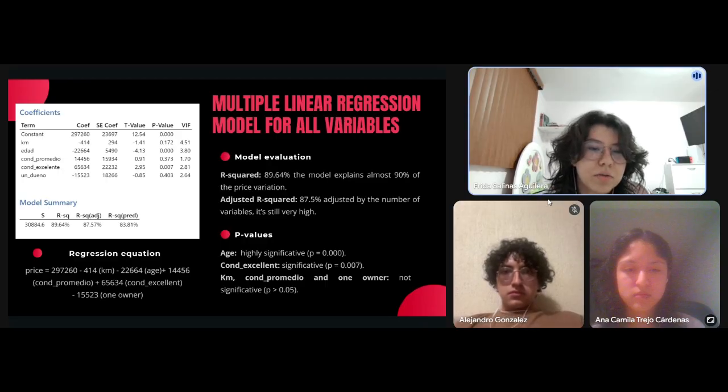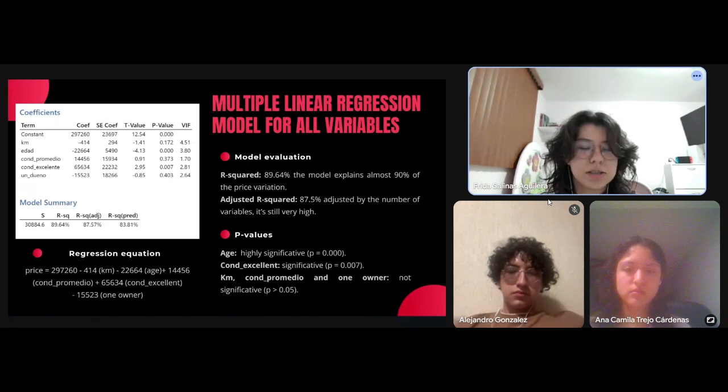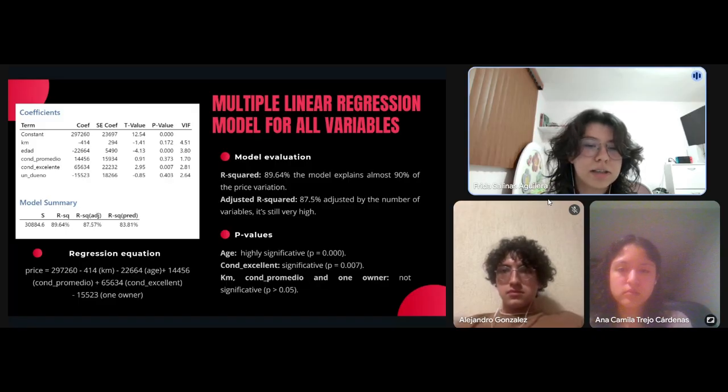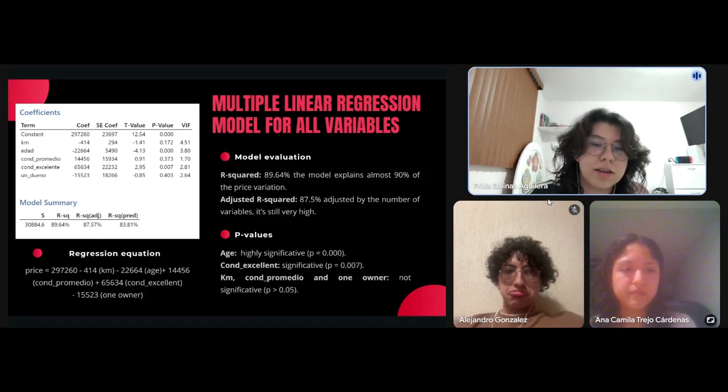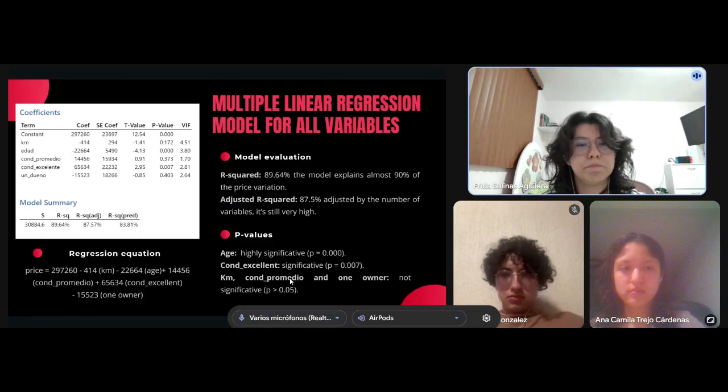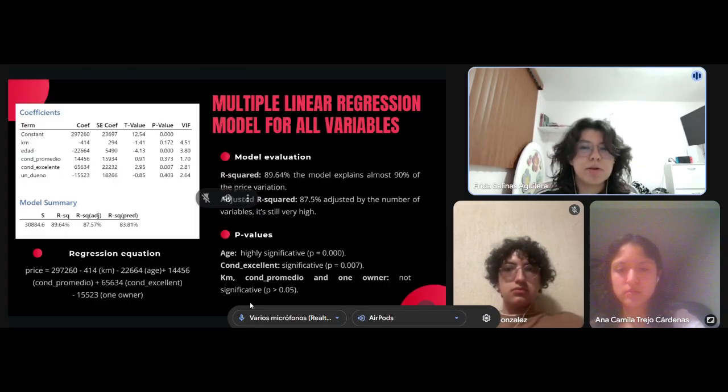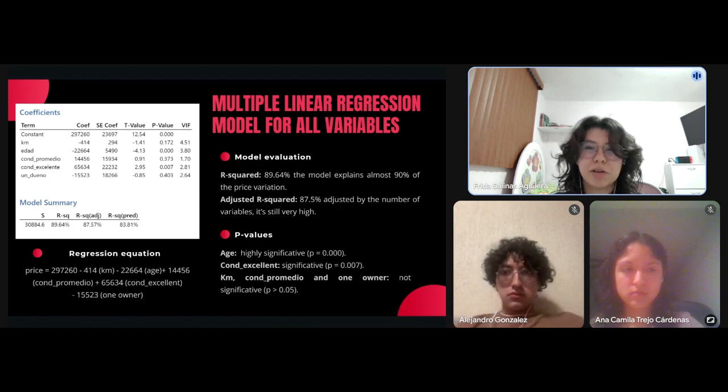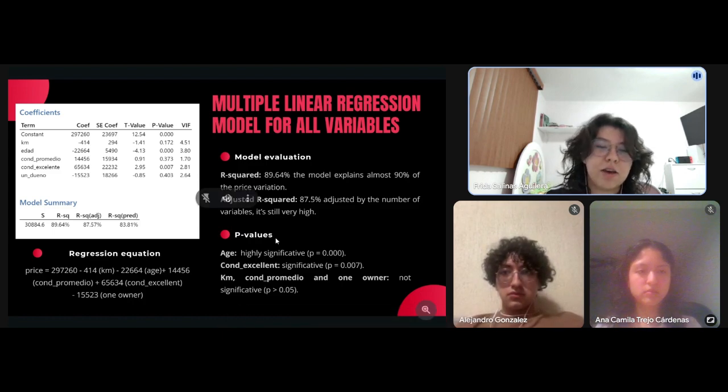From the p-values, we obtained that the age is a highly significant variable. The condition excellent is also significant, and the mileage, the condition average, and the one owner variable are not significant because their p-values are higher than 0.05. And we also found that this model is superior to the ones we did before because the R-squared value is higher than the others.